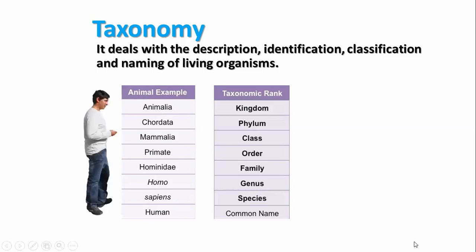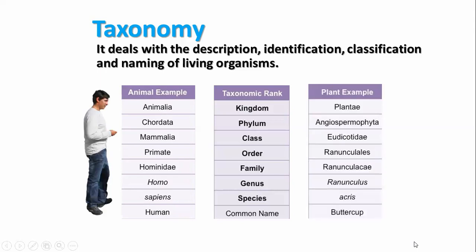Similarly, in case of plants, we can take an example of buttercup. The species, genus, family, order, class, phylum, and kingdom are mentioned. So in this way, we have classified organisms, means plants, animals, microorganisms, and all the living organisms according to their characteristic features. So taxonomy is the branch of biology which deals with the description, identification, classification, and naming of living organisms.